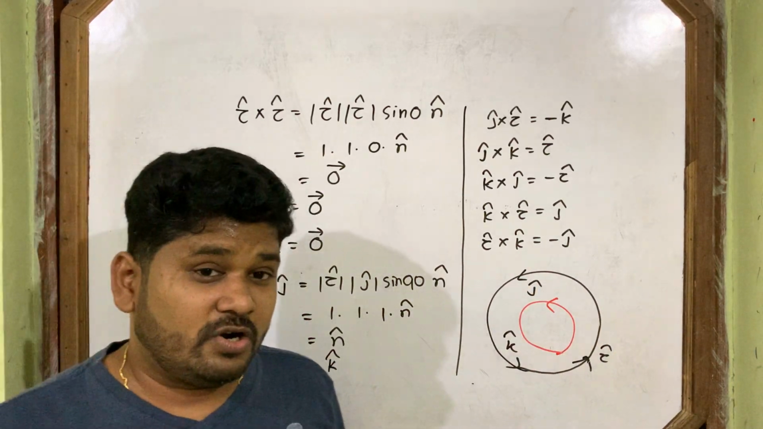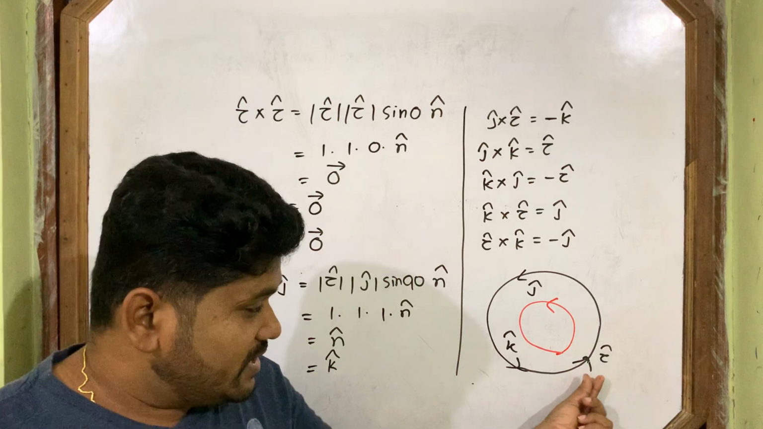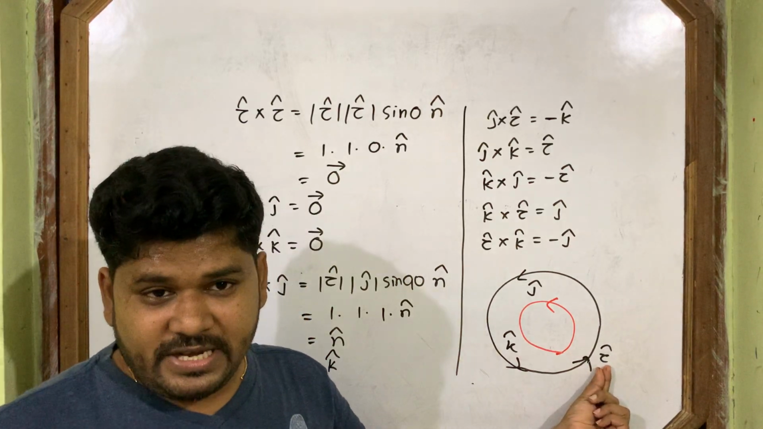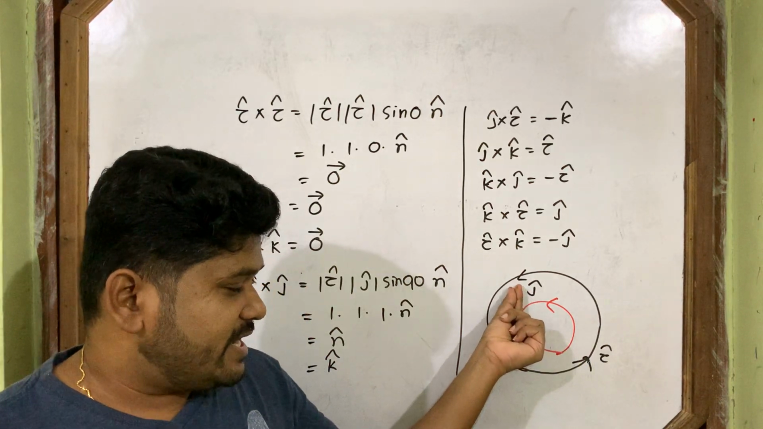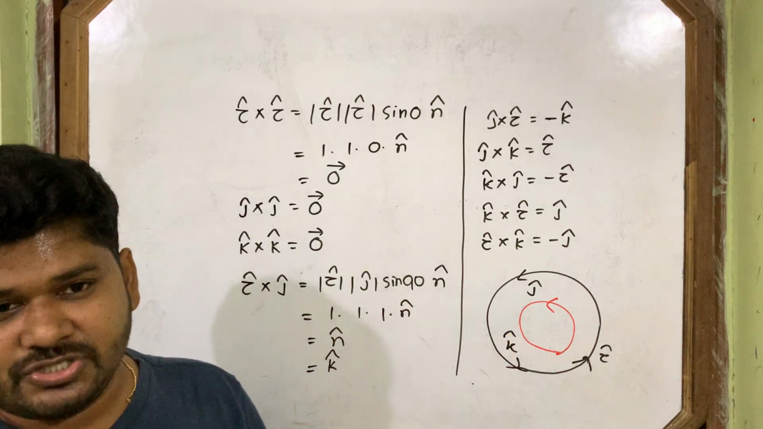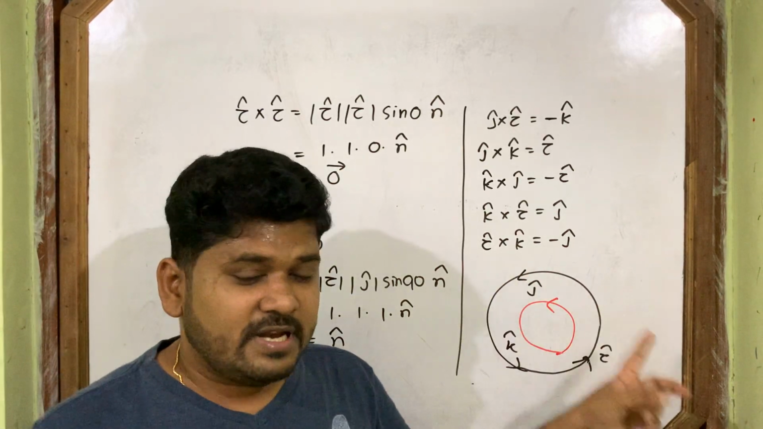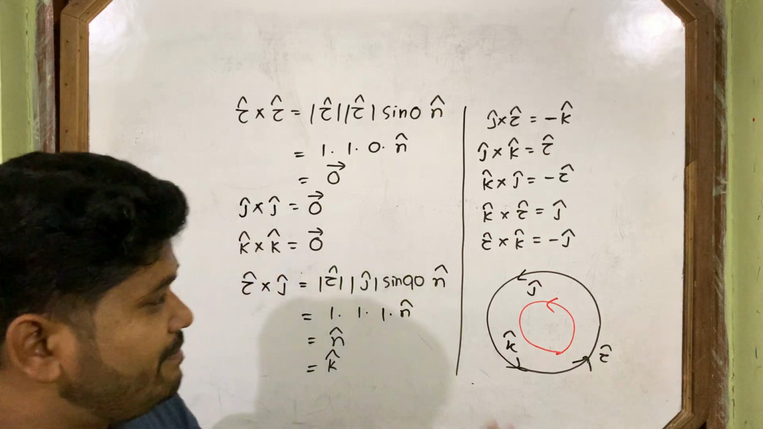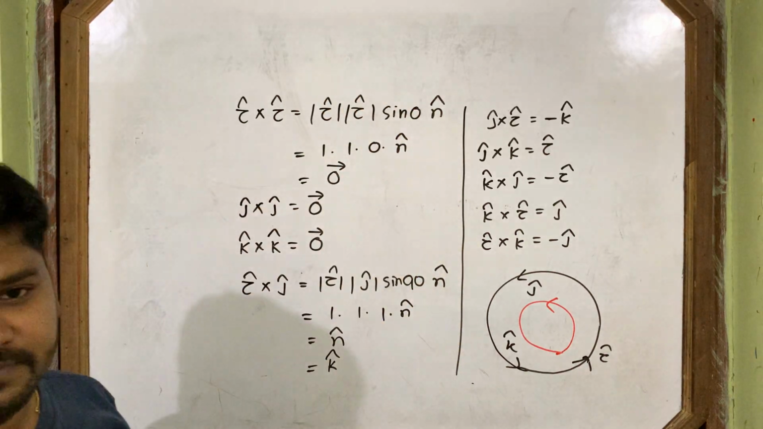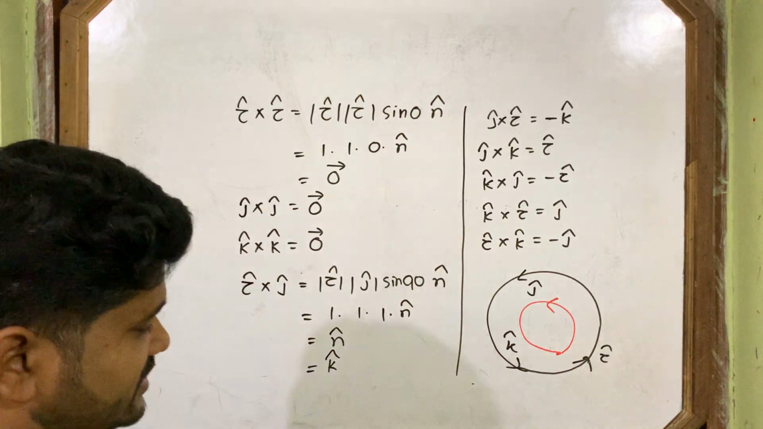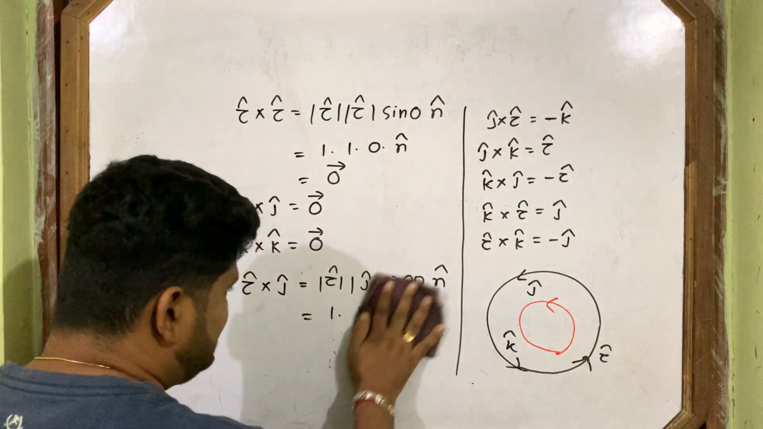And whenever you do not move, the answer will be 0. i cap cross i cap, you are not moving anywhere, 0. j cap cross j cap, 0. k cap cross k cap, 0. This is the wagon wheel which will help you to remember all the cross products.